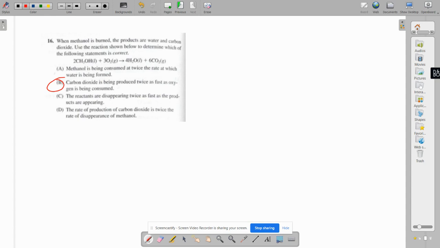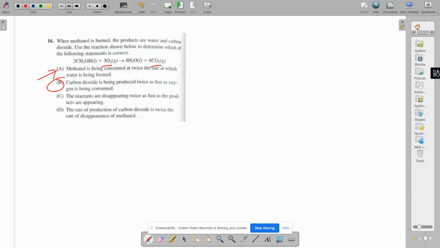Carbon dioxide gas, which is right here, is being produced twice as fast as oxygen is being consumed. So read that really carefully. It's basically saying that the CO2 and the O2 are in a 2-to-1 ratio. The CO2, since it's got a 6 in front of it, is going to be made 2 times faster than the O2 is being used. Okay. You can go through and actually correct all the other ones.